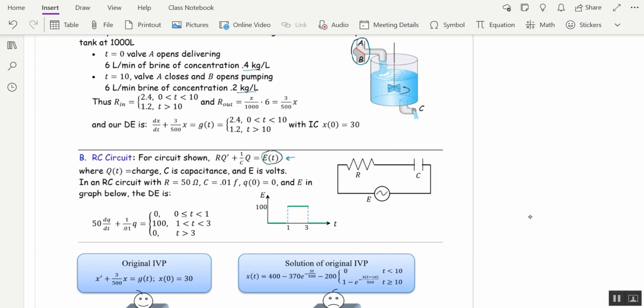All right, and in an RC circuit, using Kirchhoff's law here, suppose the electromotive force E is an on-off switch. So again, that's going to be discontinuous. It's going to be off and then on and then off again. And that's going to create a piecewise defined function for your driving function. We'll be able to solve these differential equations using Laplace transforms.